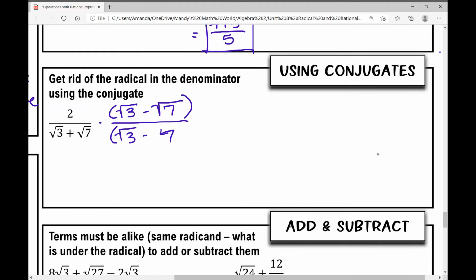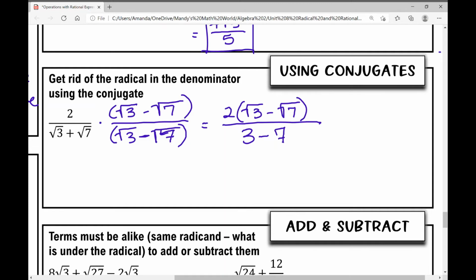So then I end up getting 2 times the square root of 3 minus the square root of 7 over, the radicals go away, and this simplifies to 3 minus 7. Okay, if you need a further explanation of why this happens, there is a lesson over this with multiple examples. So 3 minus 7, think of your difference of squares, right? And if you wanted to FOIL that square root of 3 plus square root of 7 times the square root of 3 minus the square root of 7, you would get 3 minus 7.